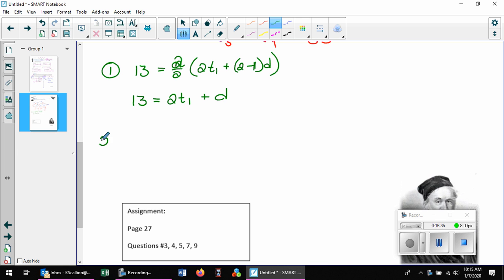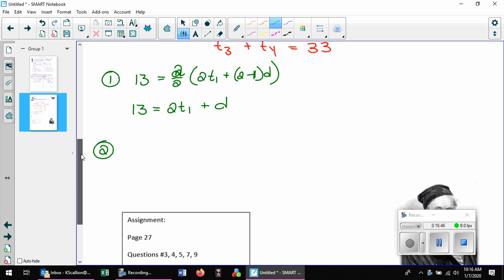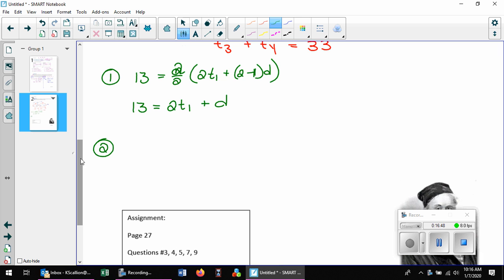Okay. Equation 2. Now I can't solve this because it has two variables. It has a t1 and it has a d in it. So I need a second equation, which luckily you have. The sum of the first four terms is 46.